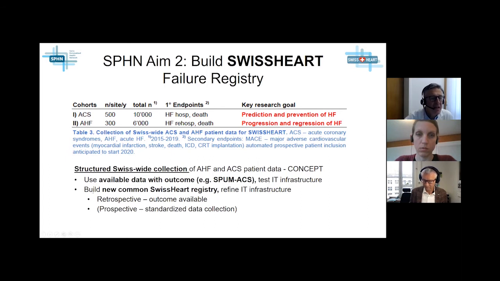For that, we have a good head start to build our new common Swiss Heart Registry, refine the IT infrastructure, and then embark on a retrospective analysis where the advantage is that the outcome is already available, and have on the radar for the future to build a prospective standardized data collection.